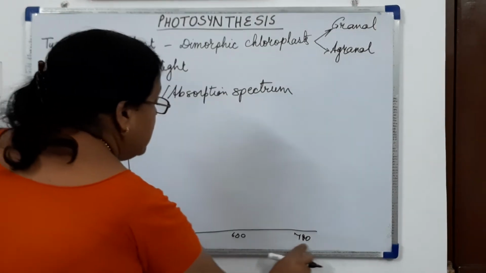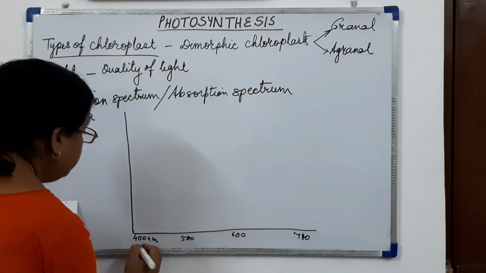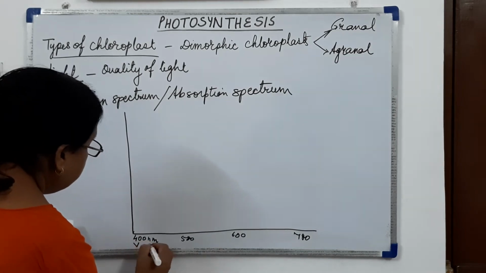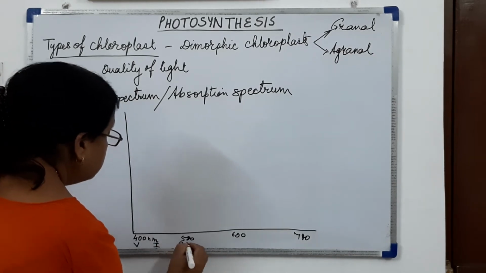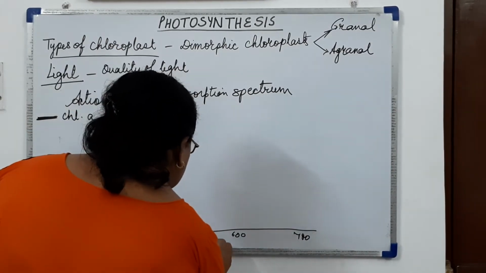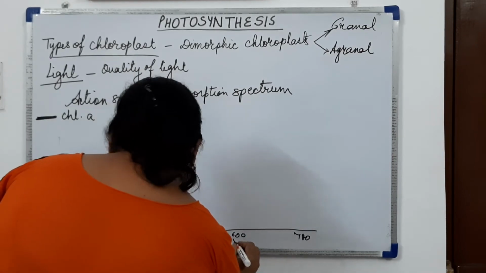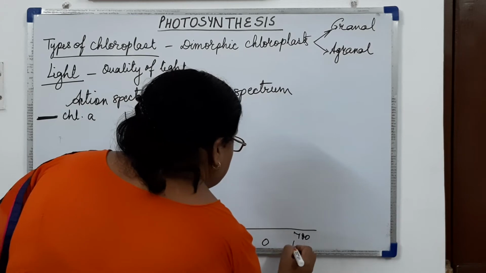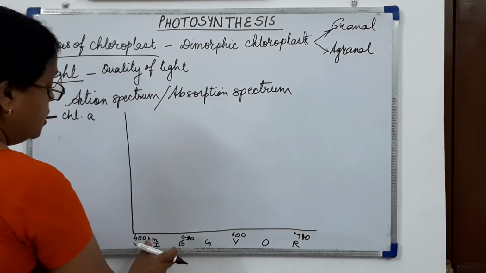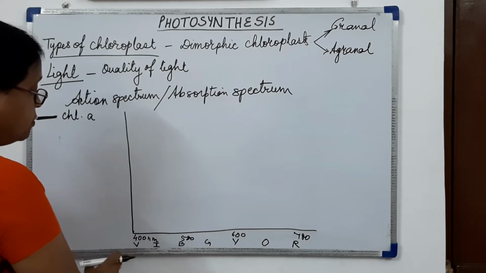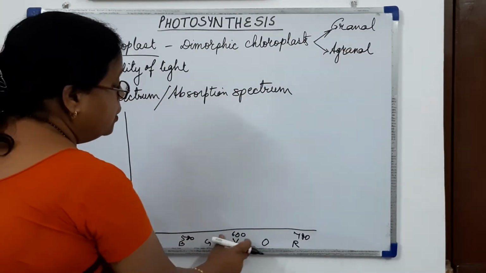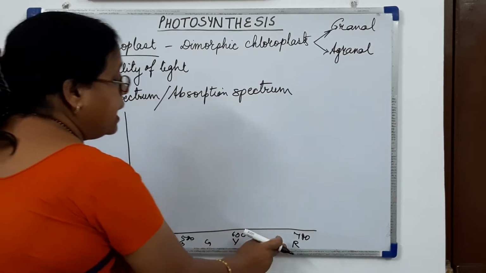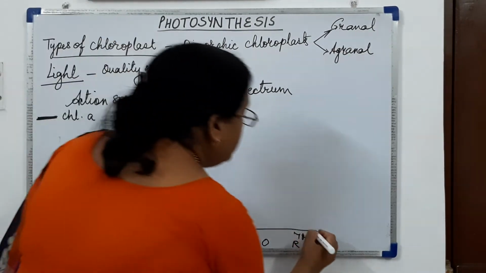And these wavelengths are falling between VIBGYOR. So suppose this is the violet, indigo, then blue, then green, then yellow, then orange, and then red. So we can say that the wavelengths falling around 400 nanometer may be violet and indigo. Falling between blue and green, there will be 500. Then yellow and orange, it will be 600, and then red, it will be 700 nanometer.